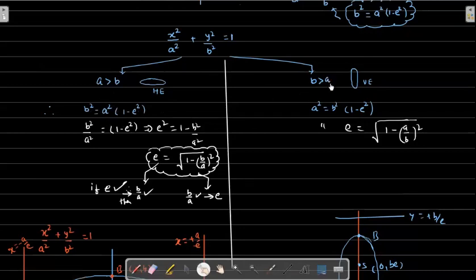Here, what is smaller? A is smaller, so we can write a square equals b square times 1 minus e square. So if we rearrange the terms, we will get e equals the root of 1 minus (b by a) the whole square. One thing we can understand from here: if we want to calculate e, we just need to find the ratio of a by b or b by a. And if we know the b by a ratio, we can calculate e. This is very important to understand from this equation.